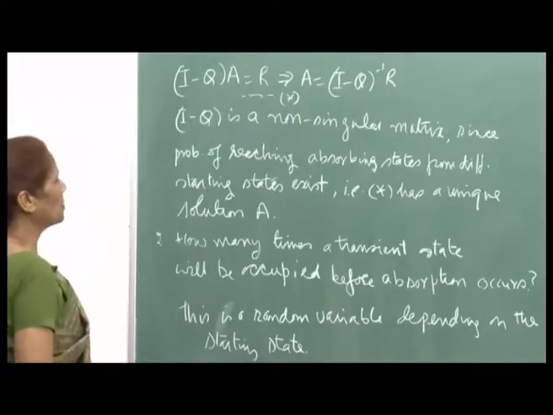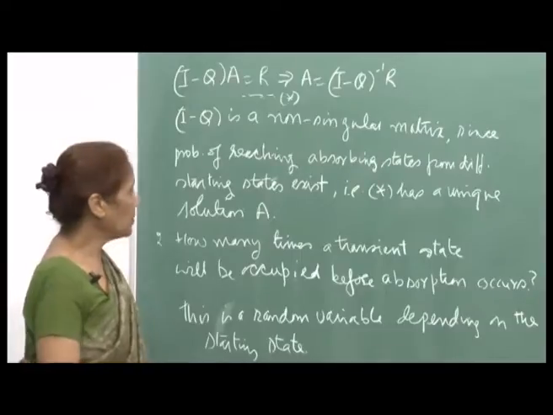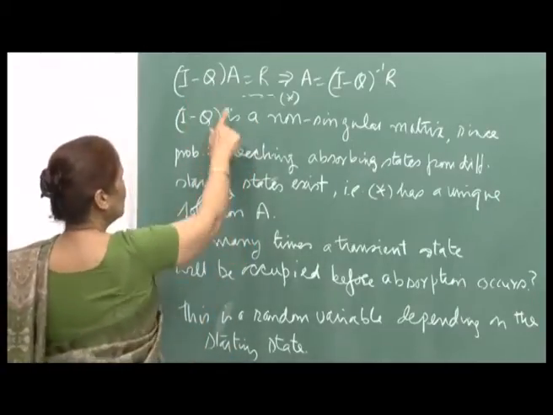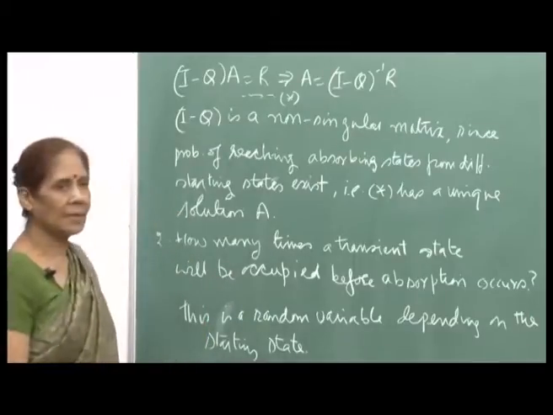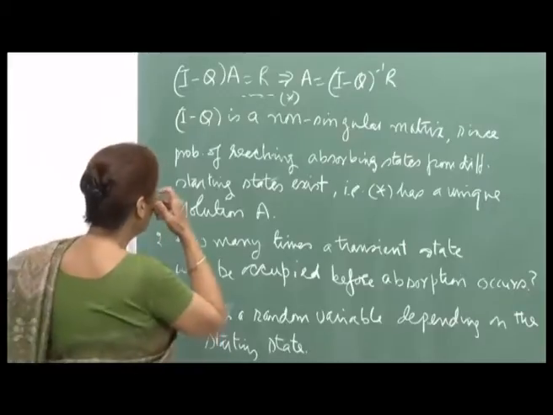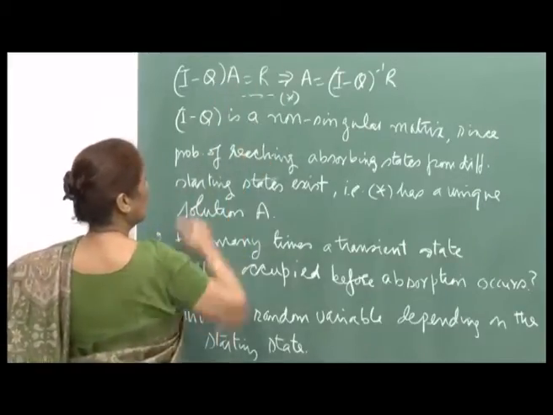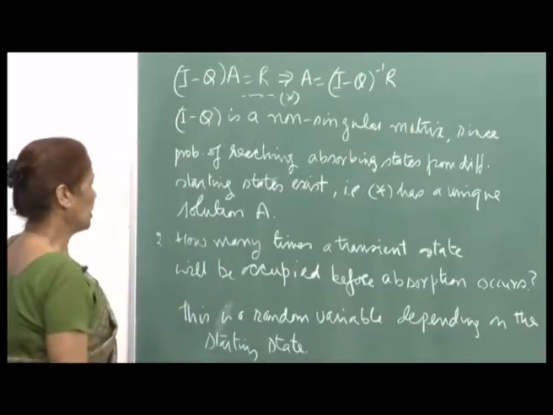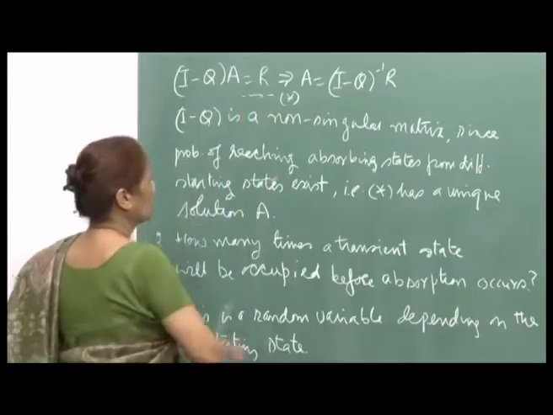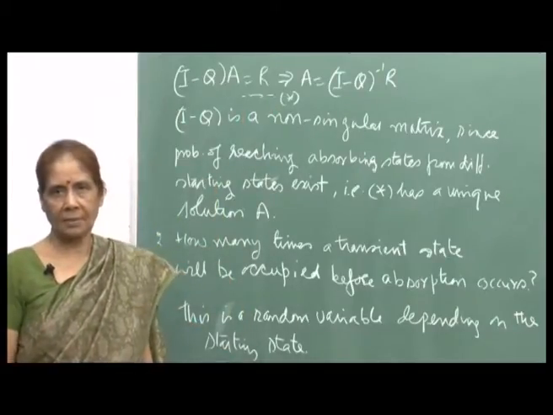I am giving the argument in this way. Normally, you try to first show analytically that the matrix is non-singular and hence the solution exists, but here we know that the system will ultimately settle down into one of the absorbing states. So, these probabilities are finite, and therefore the solution exists, and hence I minus Q must be invertible. This is the whole idea. So, the starred equation has a unique solution, so (I minus Q) inverse must exist.